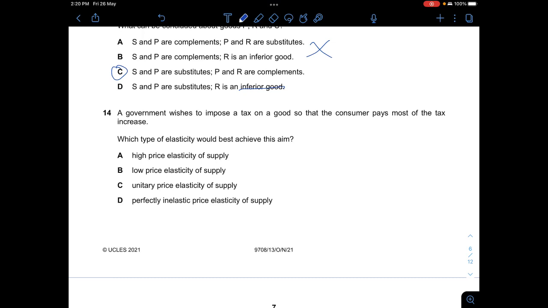So this one, it has to be the fact that the price elasticity of supply must be high, because if the price elasticity of supply is high, suppliers can then adjust to the changes in the price of that particular good. And when the suppliers can adjust perfectly to that, they can change the quantity supplied due to a change in the price of a good, then the consumers will have to pay most of the tax increase, because the suppliers can adjust very well. So that means that the elasticity of supply for this particular good must be high. So I'll say it's A.